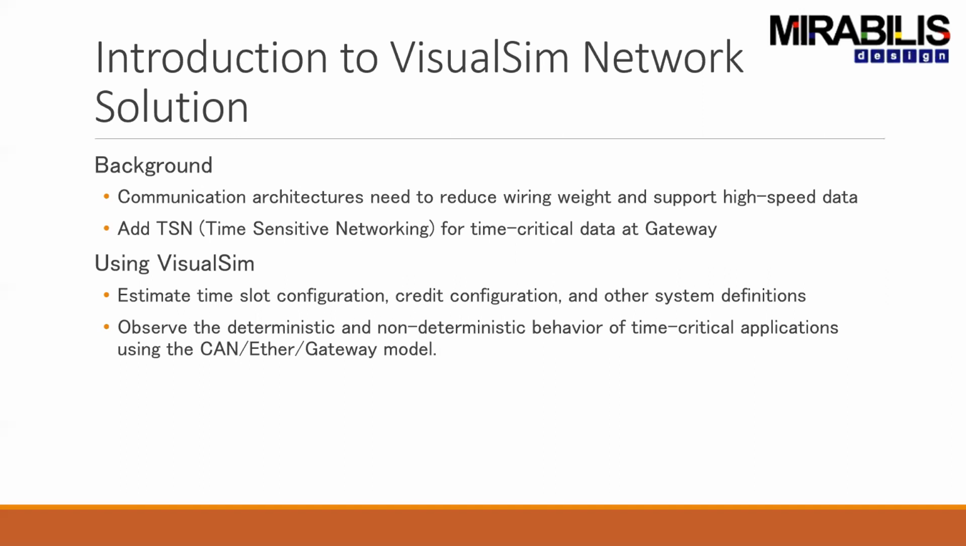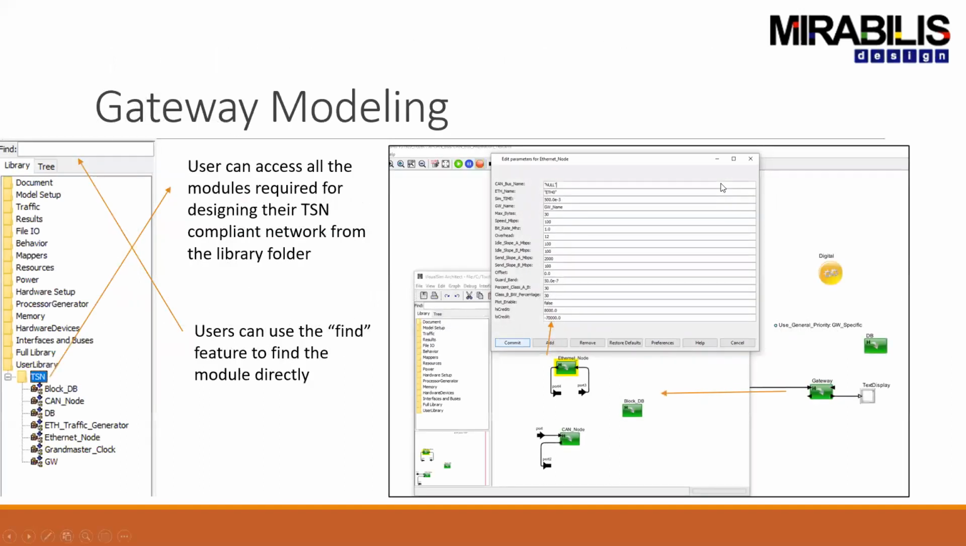Using VisualSim, there are two things you can do. One is observe the behavior of both deterministic and non-deterministic traffic across the CAN Ethernet gateway, but also be able to configure things like the credit policies, the time slots, the buffers, the processing requirements, and the software allocation across the ECUs. Now, let's take an example of a gateway so we understand really what is happening there in VisualSim.